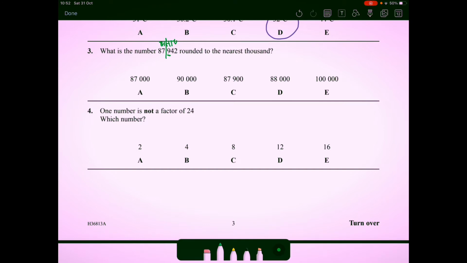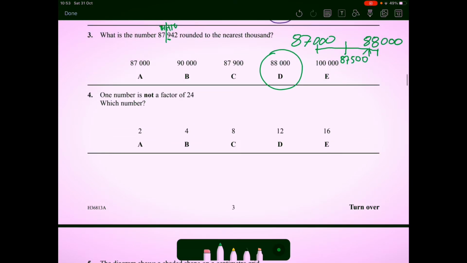That must mean that the nearest thousand that this number is close to is going to be 88,000, because effectively what you're asking when you're rounding to the nearest thousand is which multiple of a thousand that number is closest to. If you were to draw these on a number line, it would be right up here somewhere, because it's 87,942. Halfway on that number line, incidentally, would be 87,500. It only has to be that number or above to round to 88,000.